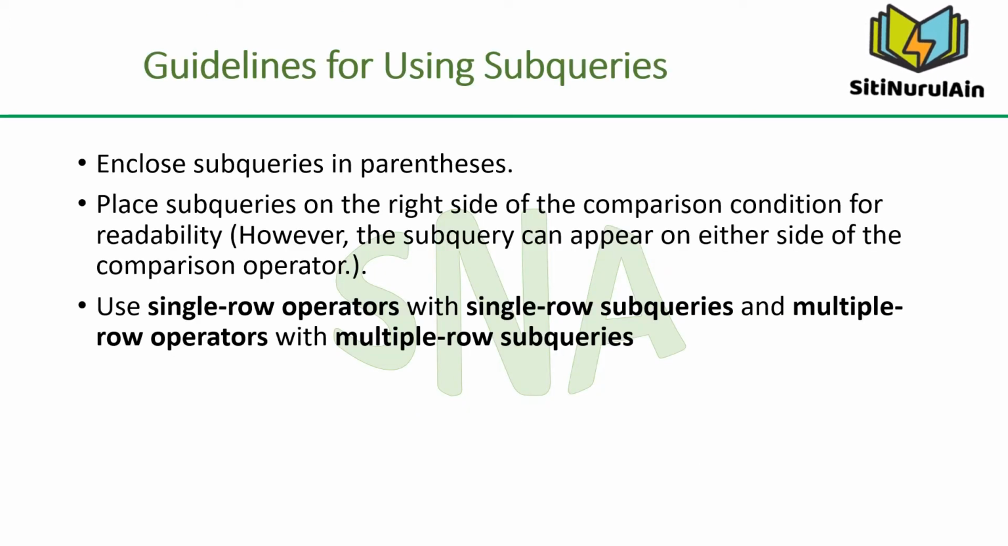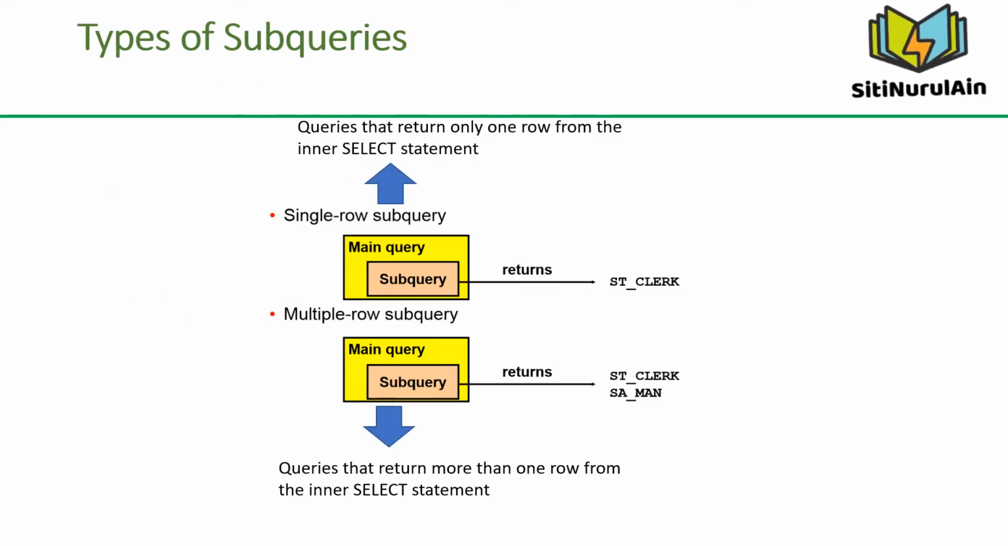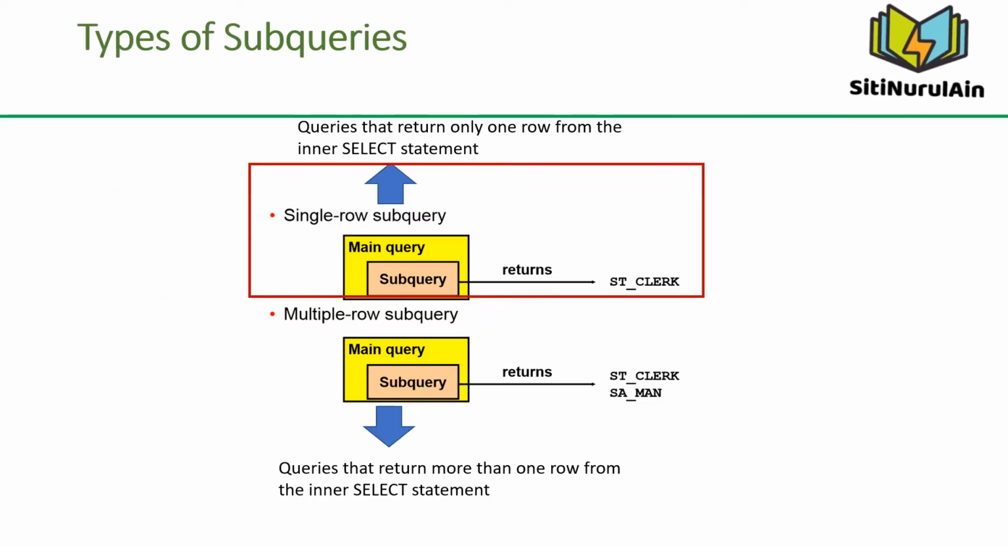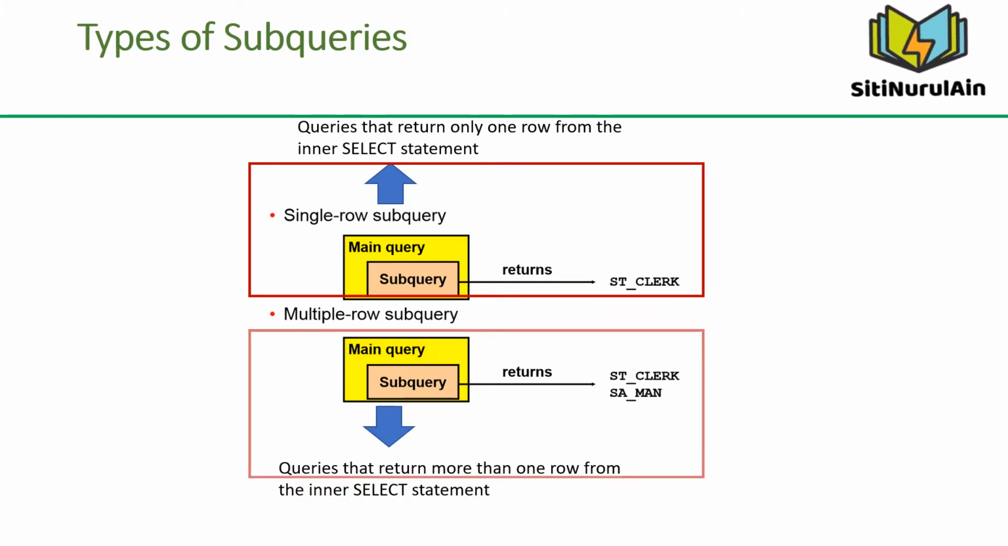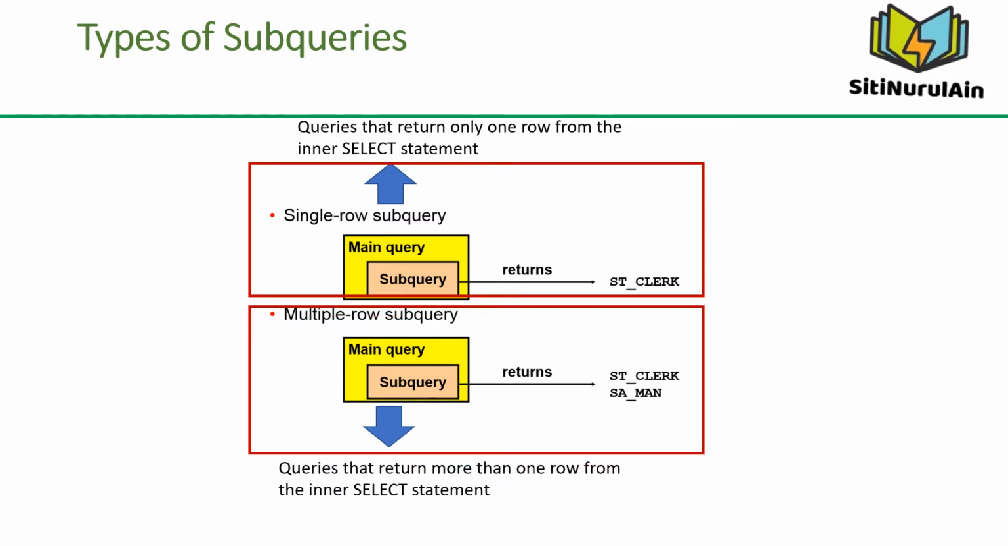Guidelines for using subqueries. Enclose subqueries in parentheses. Place subqueries on the right side of the comparison condition for readability, however, the subquery can appear on either side of the comparison operator. Use single row operators with single row subqueries and multiple row operators with multiple row subqueries. There are two types of subqueries. Single row subqueries, queries that return only one row from the inner select statement. Multiple row subqueries, queries that return more than one row from the inner select statement.